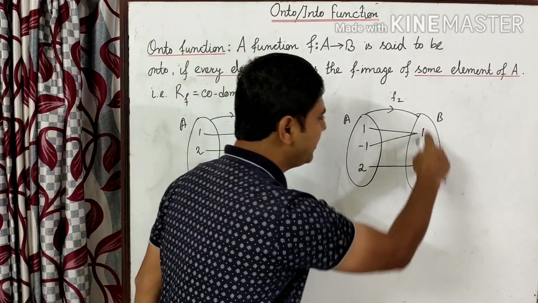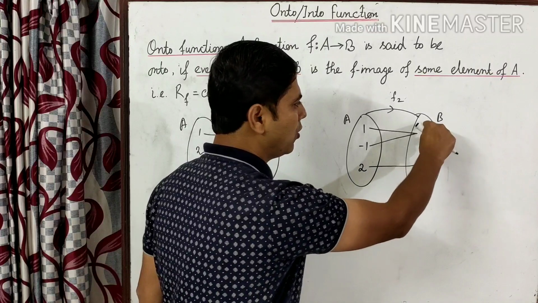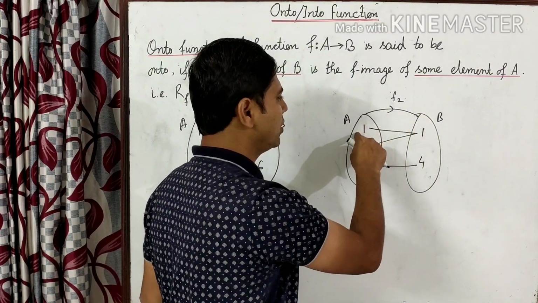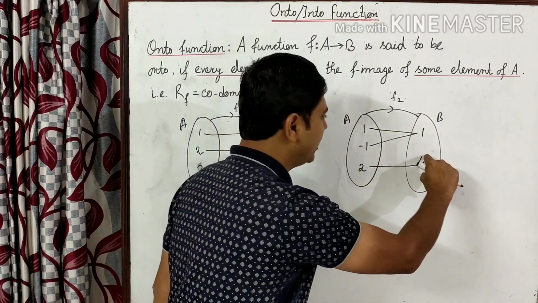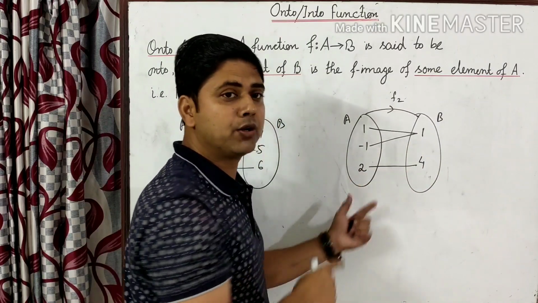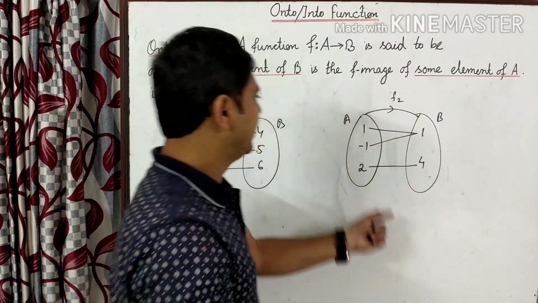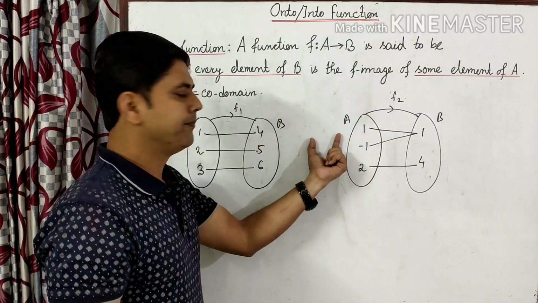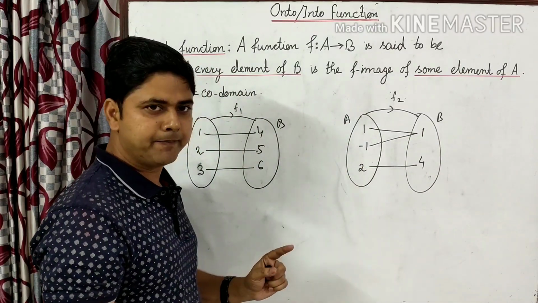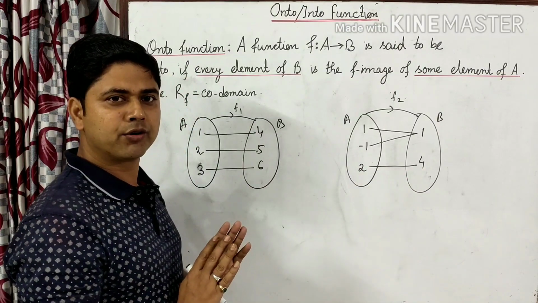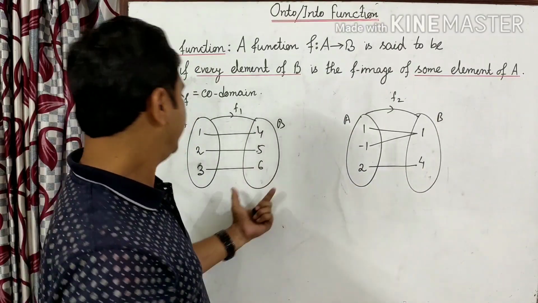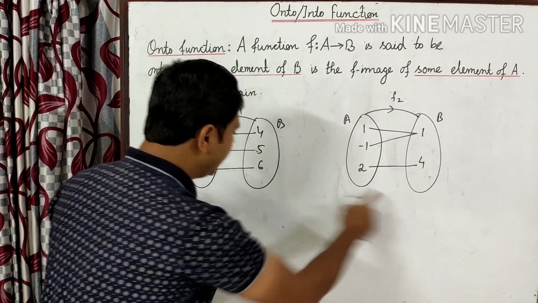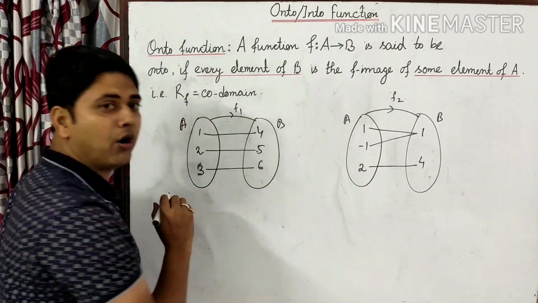Similarly, for every element of set B in this example, 1 has two pre-images, 1 and minus 1. 4 has also a pre-image, which is 2. Therefore, every element of set B has some pre-image in set A. This one is also an onto function. Therefore, these two given functions are onto functions.